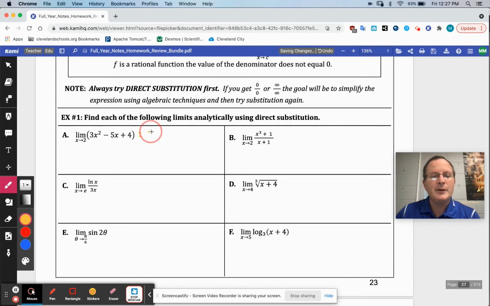All right, so we have 3 times 2 squared, minus 5 times 2, plus 4. Okay, so this is 4 times 3 is 12 minus 10.